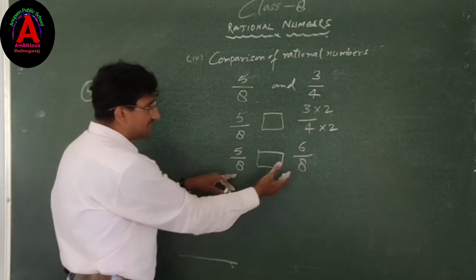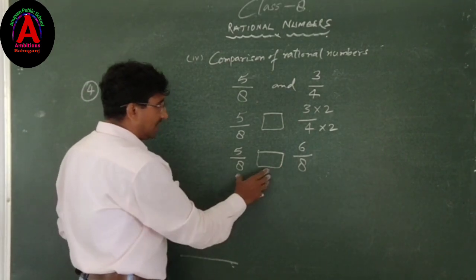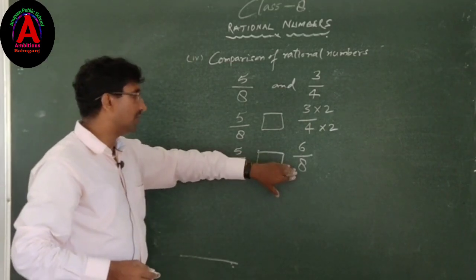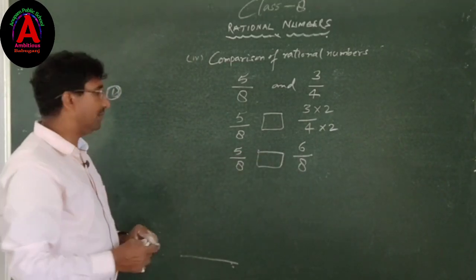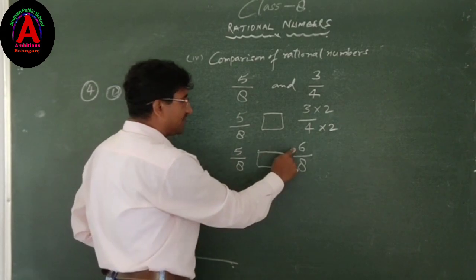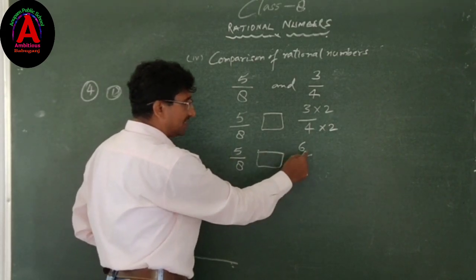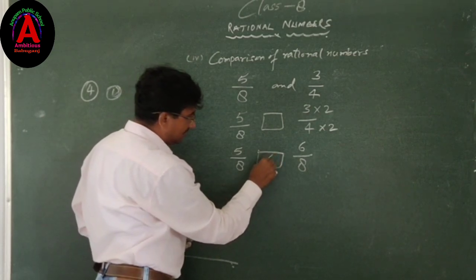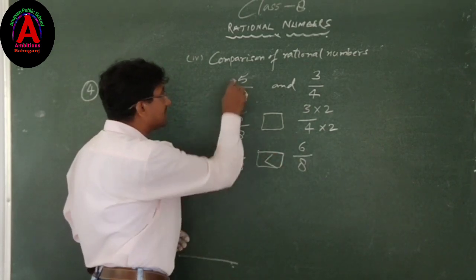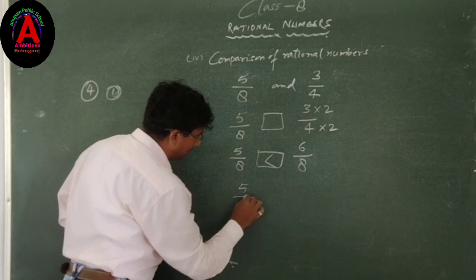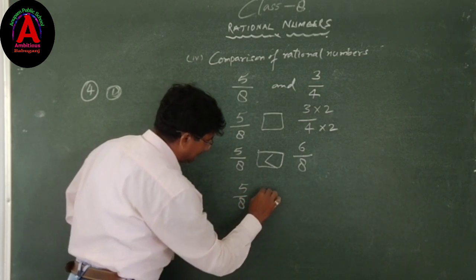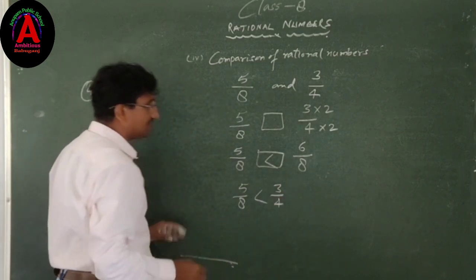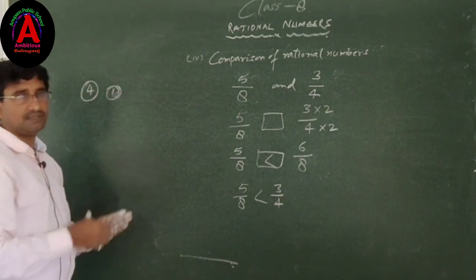Which numerator is greater? The rational number with the greater numerator is greater. Here we find it is 5 and 6, so 6 is greater. It means we can say 5 by 8 is less than 3 by 4. So this is the comparison of rational numbers.